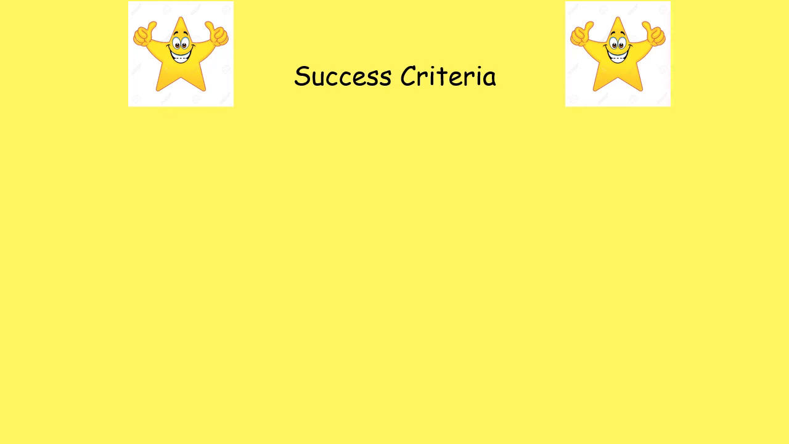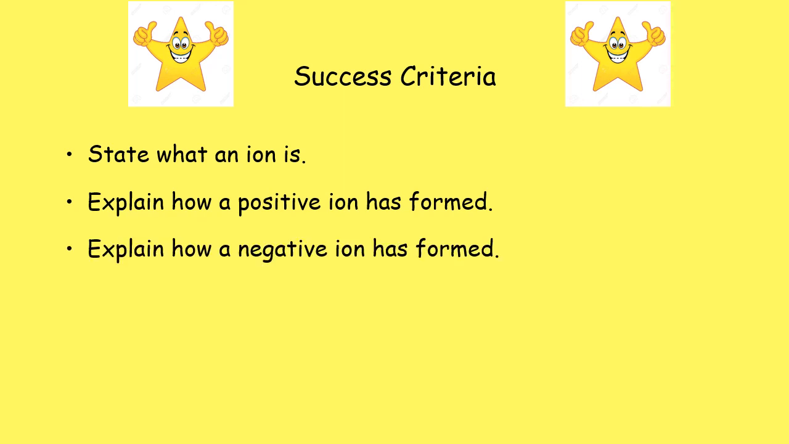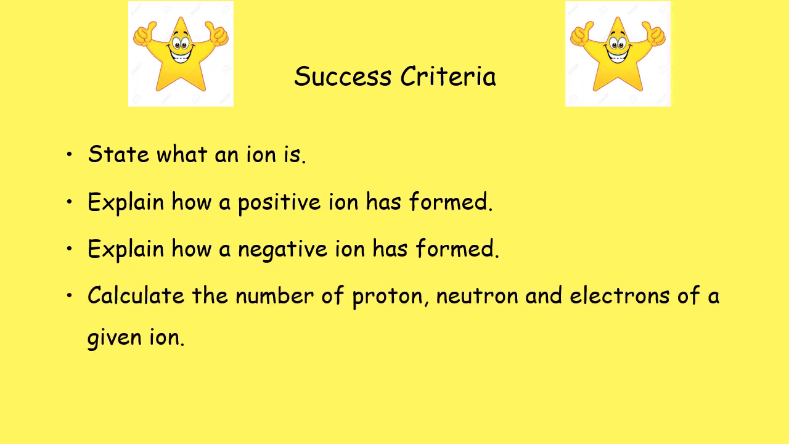So hopefully now you're able to tell me what an ion is. An ion is a charged atom. You'll be able to explain how a positive ion forms by losing electrons, explain how a negative ion forms by gaining electrons, and you should be able to calculate the number of protons, neutrons, and electrons for both atoms and ions. I will catch you next time.